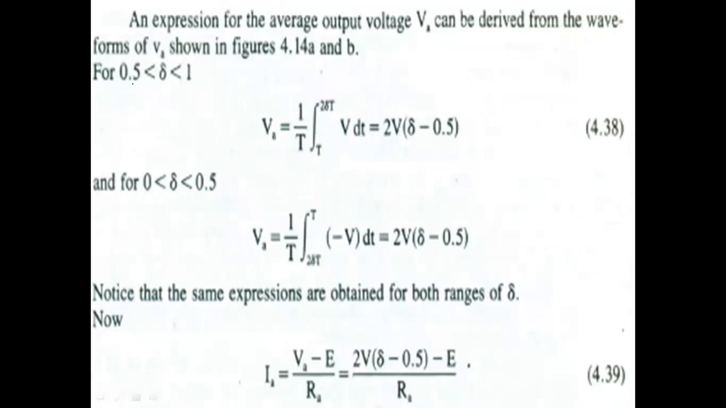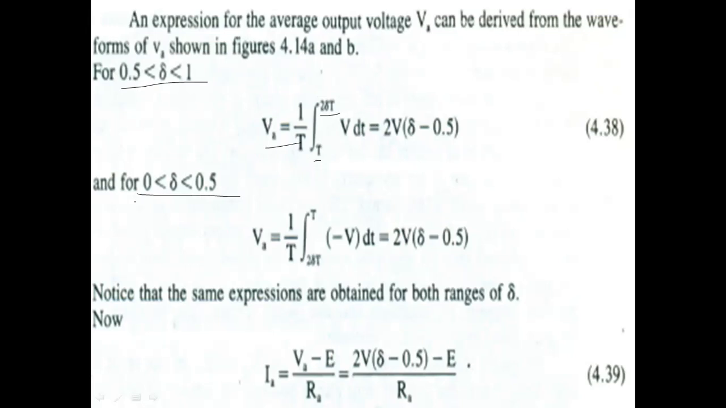See here, for forward motoring the range of delta is 0.5 to 1, and for reverse regenerative braking, it is from 0 to 0.5. So for forward motoring, 0.5 < delta < 1, VA can be written over the time period interval from T to 2 delta T. So VA = 1/T integral of V dt from T to 2 delta T, that is equal to 2V(delta - 0.5), if you substitute the limits, for delta from 0.5 to 1.